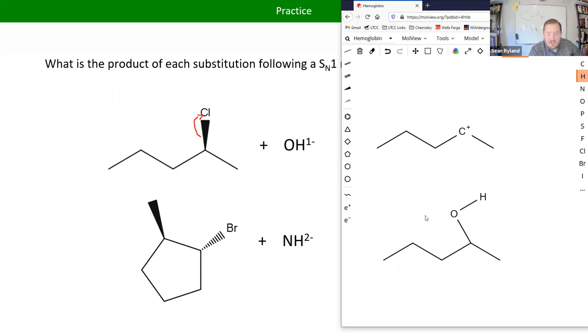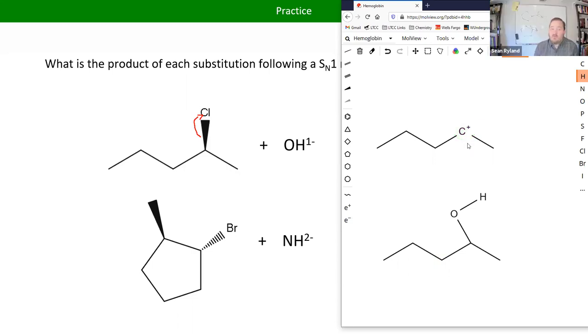Is it going to be a specific stereoisomer, like the way SN2 went through that umbrella flip, so we only got one stereoisomer? Is that going to happen here? I don't think so, because once you've got the carbocation, it should be able to come at any angle, right? What does a carbocation look like? Is it tetrahedral? I think it's planar, right?